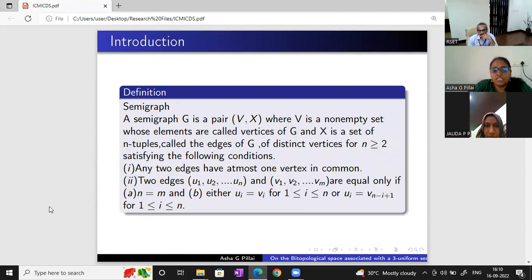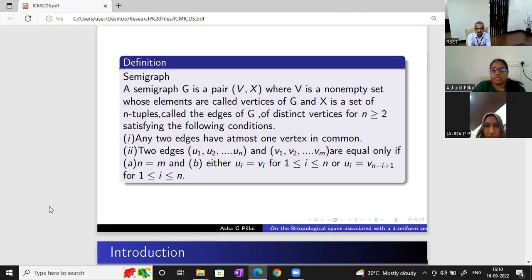Semigraph. A semigraph G is a pair (V, X), where V is a non-empty set whose elements are called vertices of G, and X is a set of n-tuples called the edges of G, of distinct vertices, for n greater than or equal to 2, satisfying the following conditions. Any two edges have at most one vertex in common. Two edges (u1, u2, ..., un) and (v1, v2, ..., vm) are equal only if n equals m and either ui equals vi or ui equals v(n-i+1).